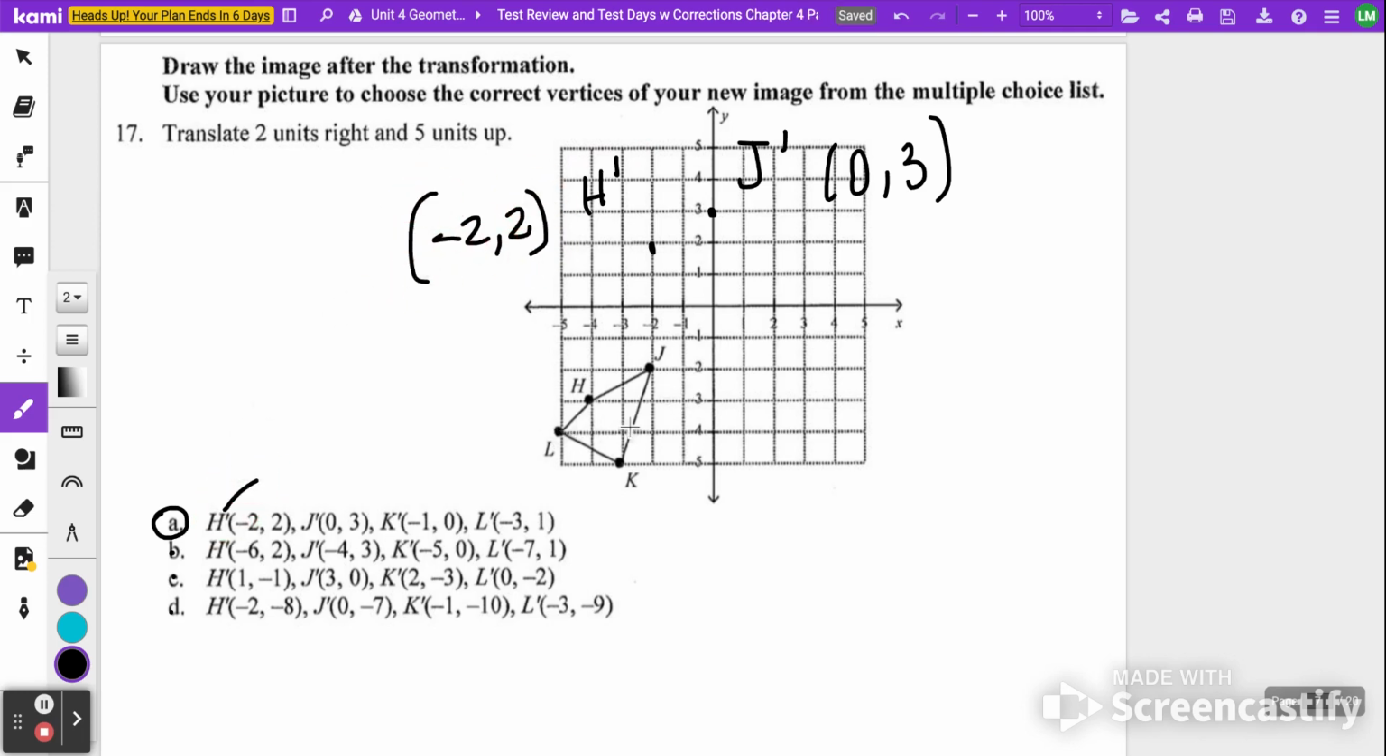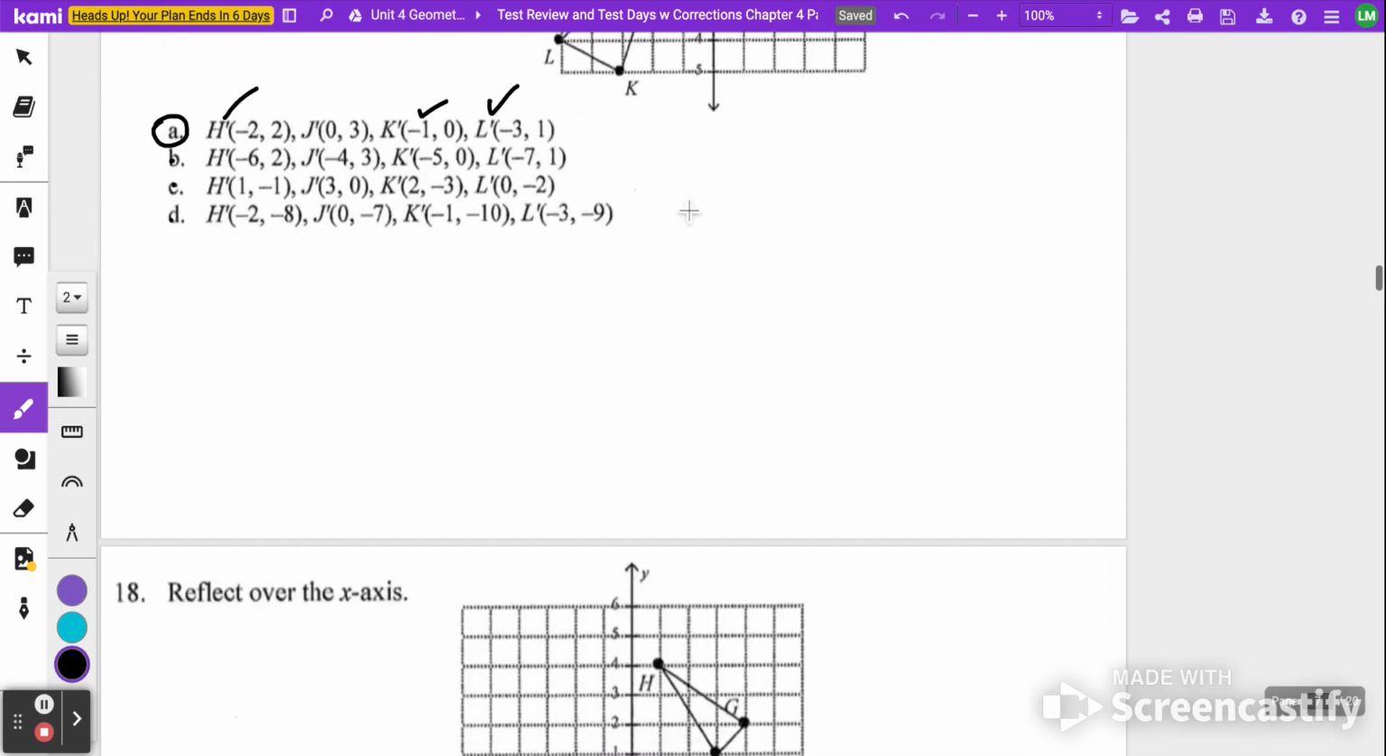L prime, to the right 2, up 1, 2, 3, 4, 5. That is at negative 3, positive 1. And then K prime, to the right 2, up 1, 2, 3, 4, 5, is negative 1, 0, which means A is my correct answer. If you want to, you can go ahead and connect all these points together. It still should make that same figure.